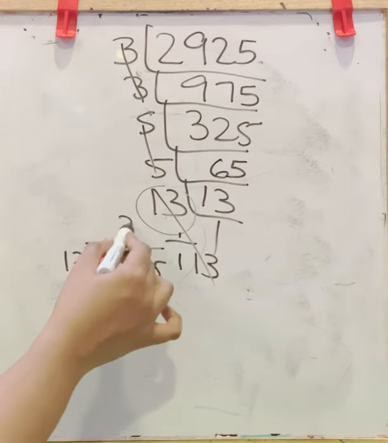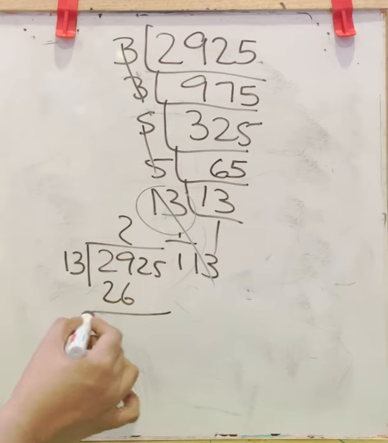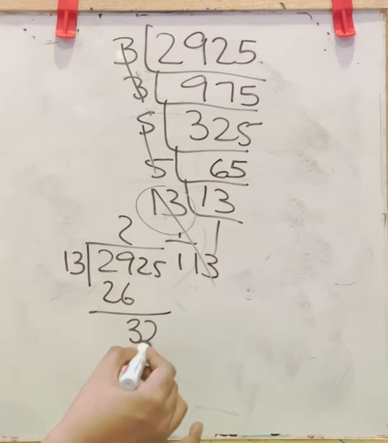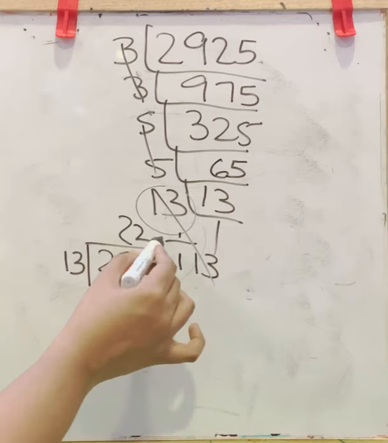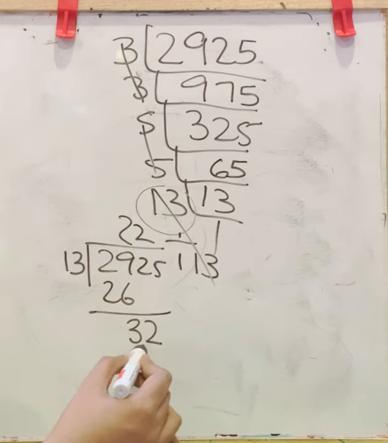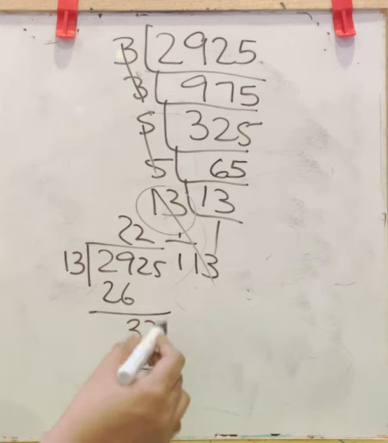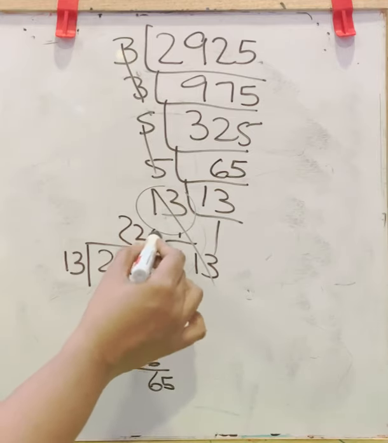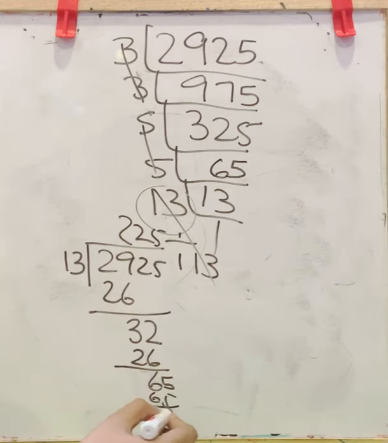13 in 29, 2 times 26. Balance is 3, 32. In this also 2 times, 26. Balance is 6. 65 carry down. 13 5s are 65. 0. So the quotient is 225.